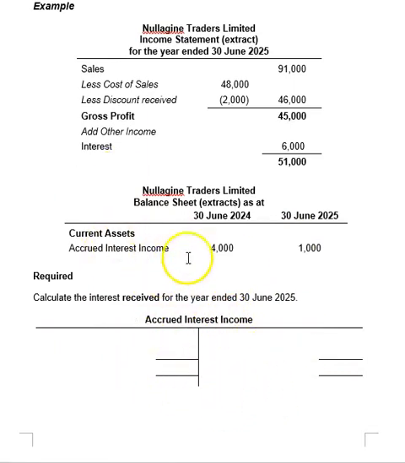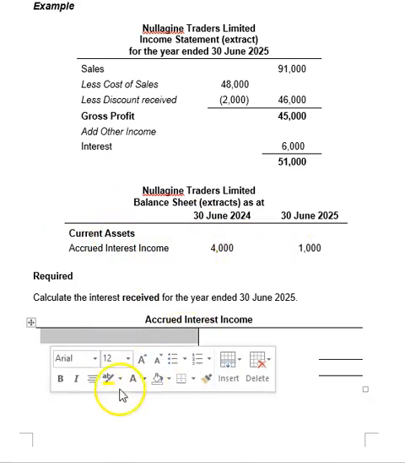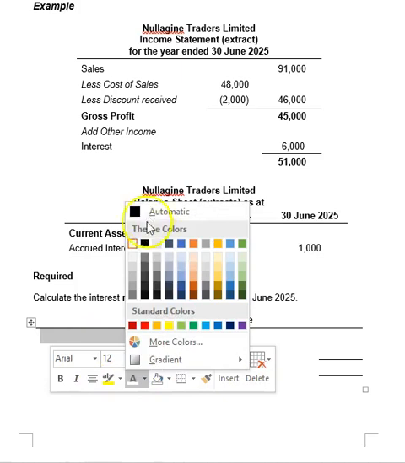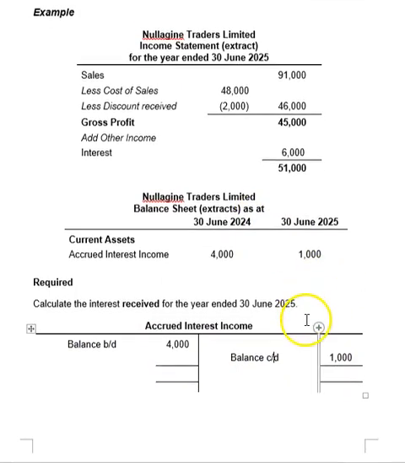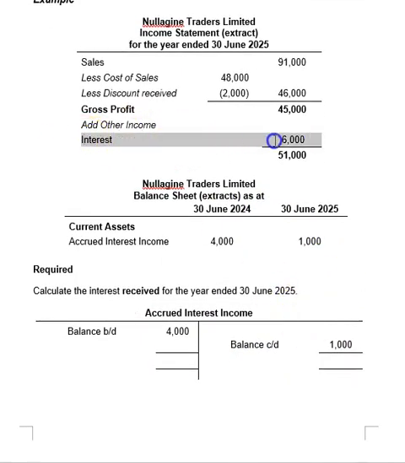Accrued interest income is an asset, so the opening balance is supposed to be on the debit side and the closing balance has to be on the credit side. The first thing is to put in your balance BD and balance CD, and the second thing you need to do is include your interest income. Since this is an accrued interest income account, the only thing you need to look at is the interest income. I have earned an interest income of 6,000.